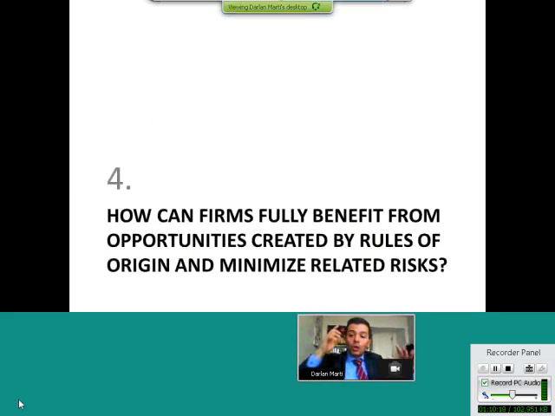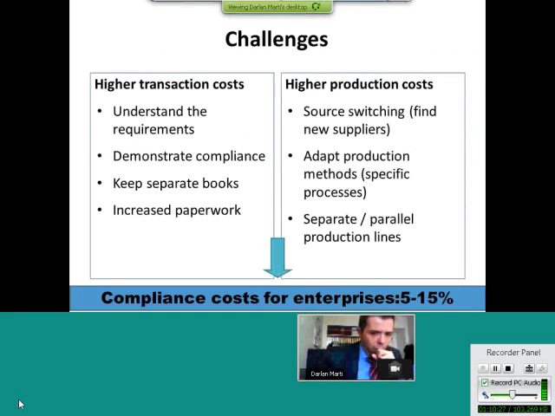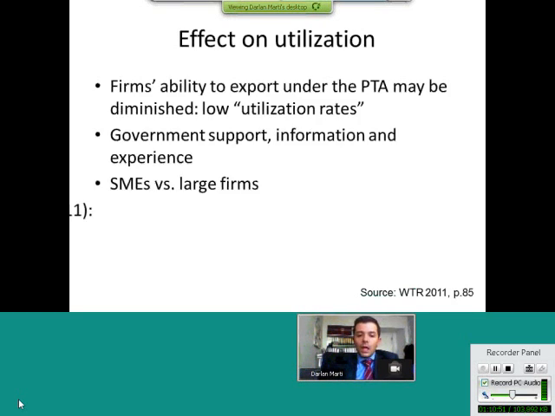Now, to conclude, how can businesses benefit from rules of origin and minimize the risk that they create? Several surveys, as I said, commented that rules of origin actually constituted hurdles, and there are studies that show that sometimes the cost of complying with rules of origin can be as high as 15% for a good, depending on how the production must be adjusted.